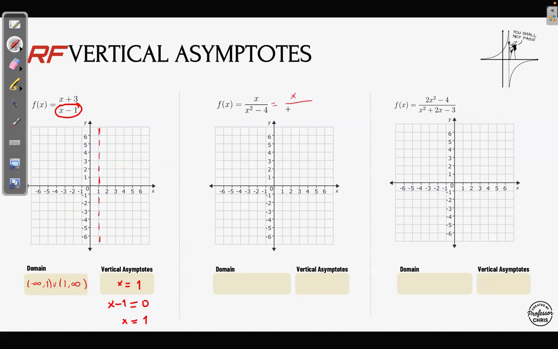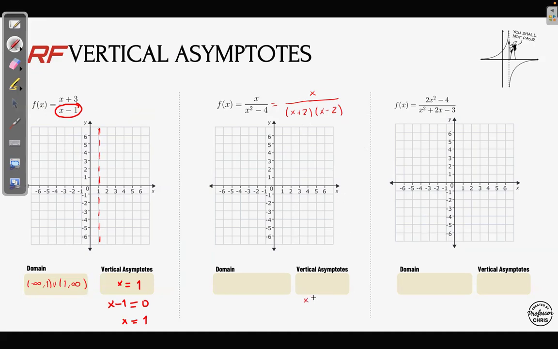On this next function, the function is not factored. We have the difference of two squares, so we have to factor it as x plus 2 times x minus 2. This will cause the function to have two vertical asymptotes. So we're going to need to set each of the factors equal to 0.